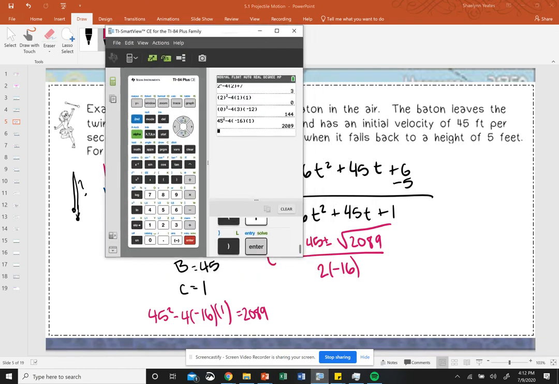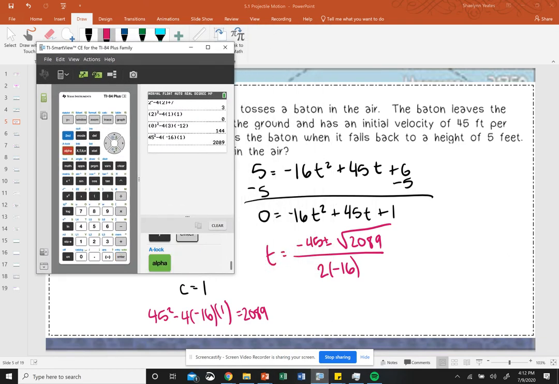Now, if you were in class, I've already shown you how to do this. If you weren't in class, maybe not. So I do alpha y equals enter, and it creates this cute little fraction thing. So then I'm going to put the negative 45, and I'm going to start with plus square root. I'm just going to grab that number. And then divided by 2 times negative 16. So 2 parentheses negative 16, close parentheses, enter.